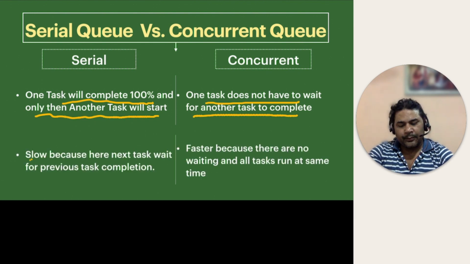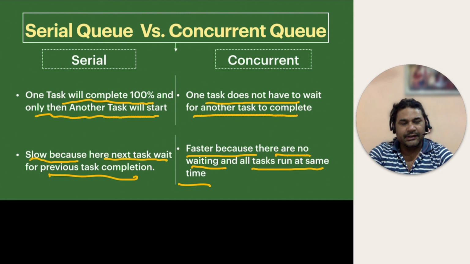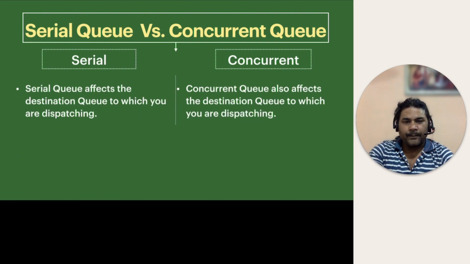So that is the point of the serial queue: it is slow, because the next task waits for the previous task to complete. In a concurrent queue, one task does not wait for another task's completion, so it is faster, because there is no waiting time and all tasks run at the same time. So serial queue and concurrent queue both affect the destination queue to which you are dispatching.